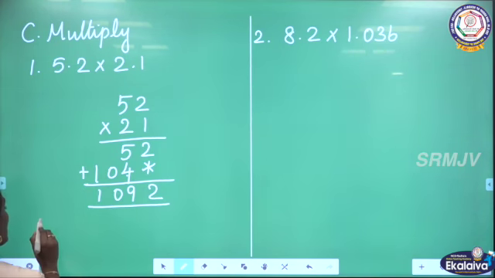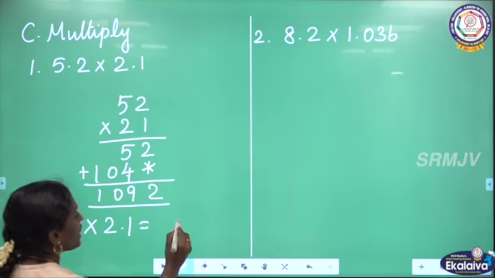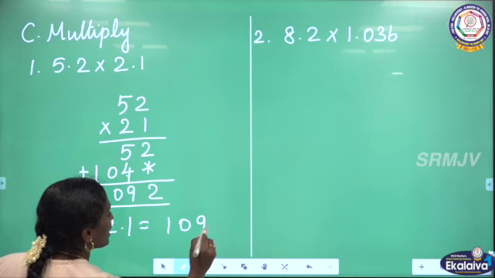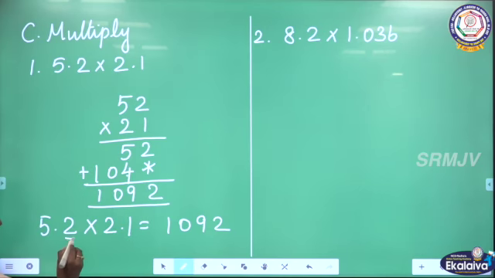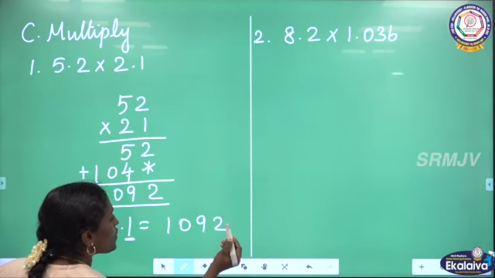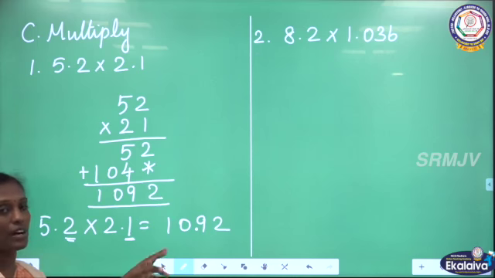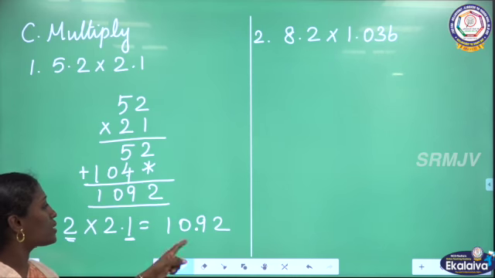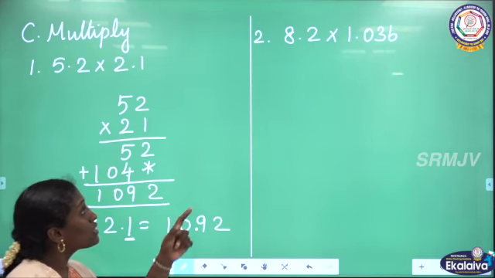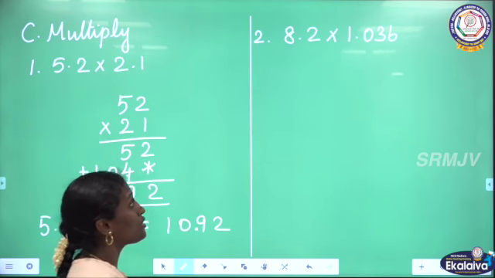Now we have to write the answer for the given question, 5.2 into 2.1. We got 1092. Here, how many decimal places? Here 1, here 1. Totally 2 decimal places we need in the answer. So from the last, before 2 digits, we have to keep the decimal point. So the answer is 10.92.